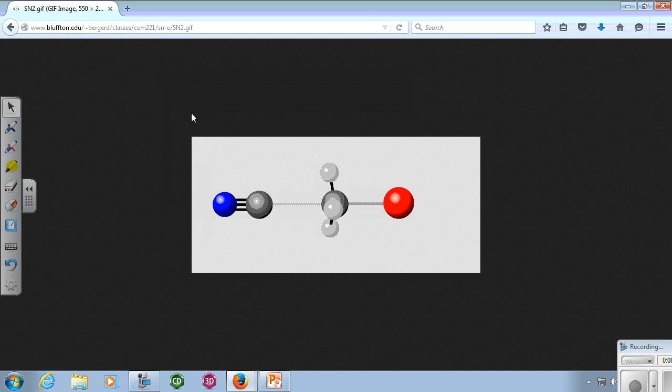But there's a nice graphic showing the SN2. Yeah? You see the nucleophile coming in, everything else gets out of the way, leaving group pops off. It's on your slides. If you want to look at it later on, go ahead. But that's exactly what's happening.